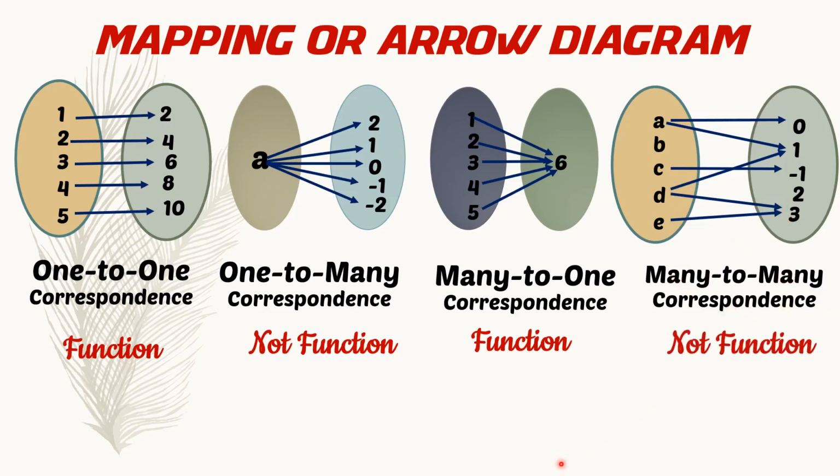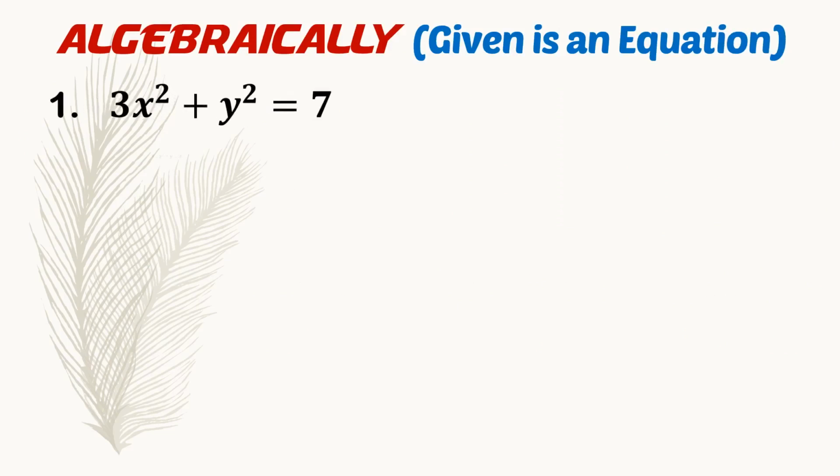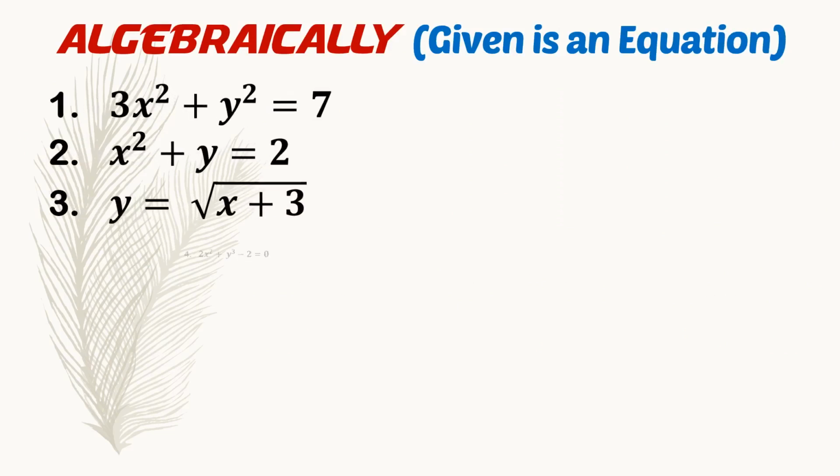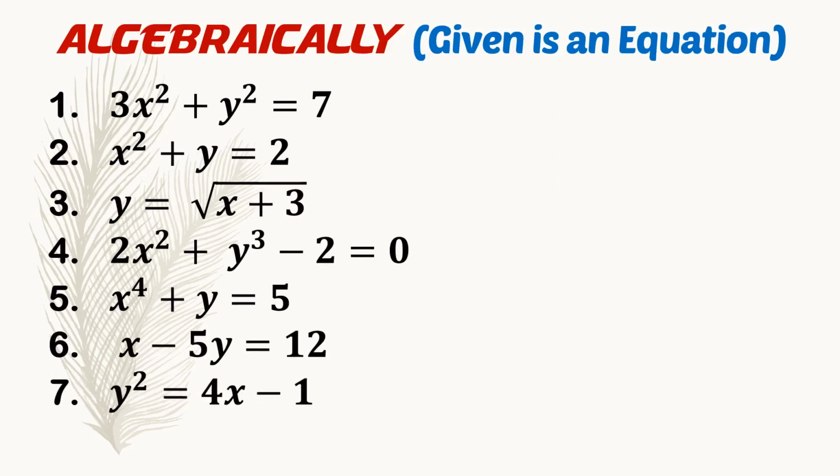So all you have to do is to remember the correspondence and the corresponding answer, whether it is a function or not a function. Let's move on to the third way of representing a function, which is algebraically, meaning the given is an equation. So for number 1, the answer here is a relation or not a function.